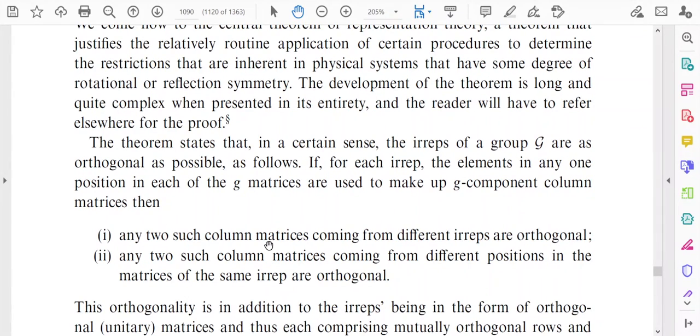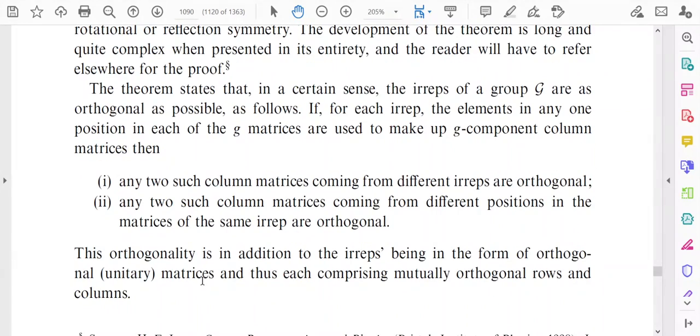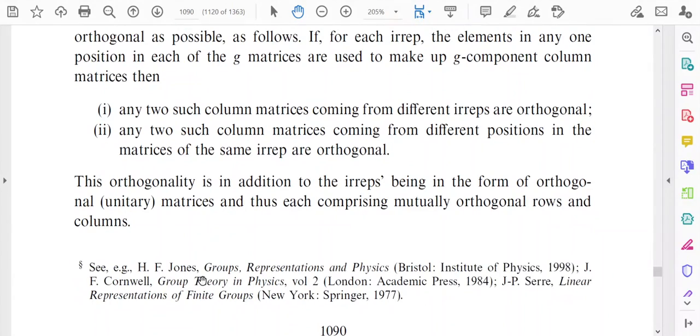any two such column matrices coming from different irreducible representations are orthogonal, and any two such column matrices coming from different positions in the matrices of the same irreducible representation are orthogonal. So this is the basic theorem, and if we represent this theorem mathematically, it will look like this.